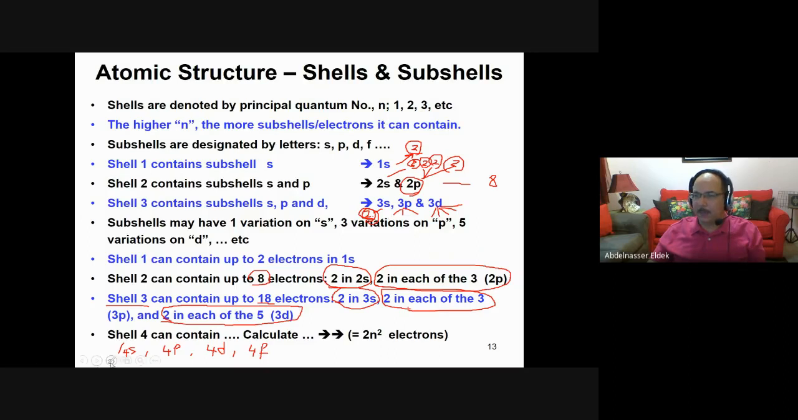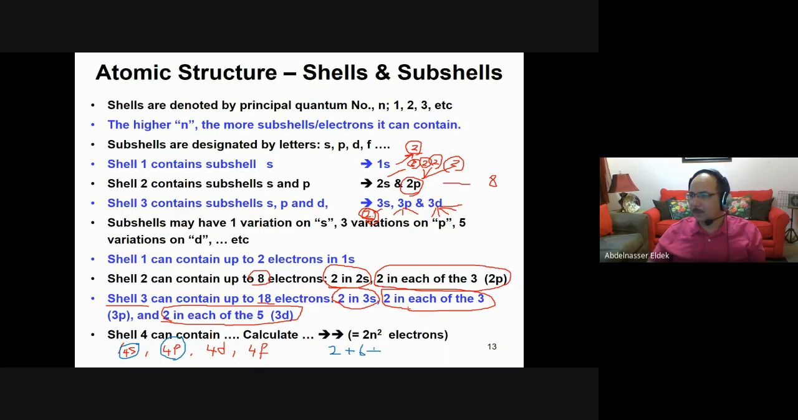Okay, so now let us count how many electrons in this one here. This one here has only 2, so this is 2. So let's add 2 here, plus 4p has 3 variations. Each one has 2. That is 6. So plus 6.